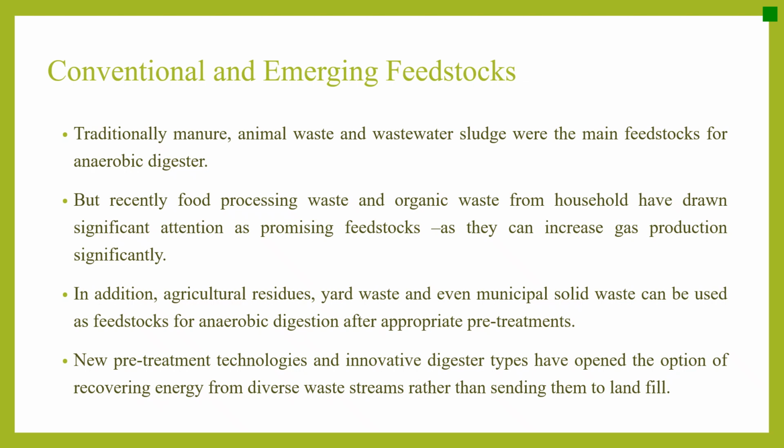Traditionally, manure, animal waste, and wastewater sludge were the main feedstocks for anaerobic digesters. But recently, food processing waste and organic waste from households have drawn significant attention as promising feedstocks, as they can increase gas production significantly. In addition, agricultural residues, yard waste, and even municipal solid waste can be used as feedstock for anaerobic digestion after appropriate pretreatments. New pretreatment technologies and innovative digester types have opened the option of recovering energy from diverse waste streams rather than sending them to landfill.